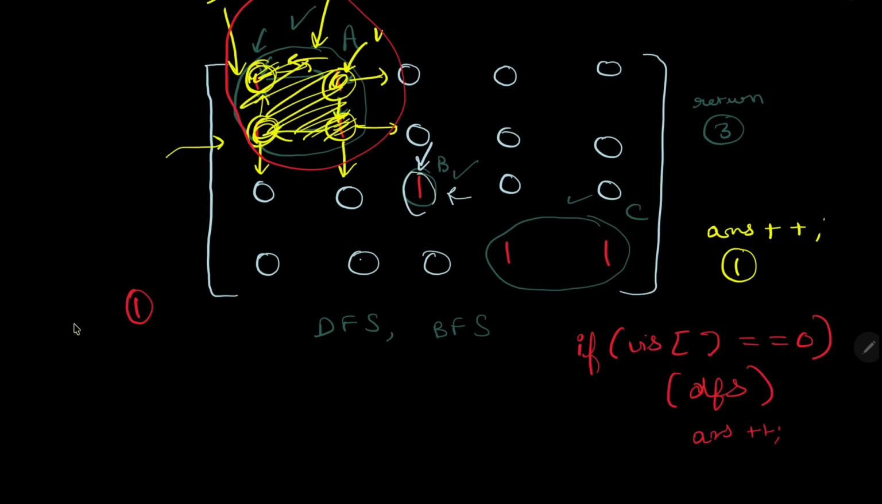If we do our DFS, this node 1 will get visited. Here there is no land just beside it, there is no horizontal or vertical movement here because it is surrounded by water from everywhere. So our DFS will return, and when our DFS returns, we will do ans plus plus, and this ans will become 2, signifying these 2 components are done.